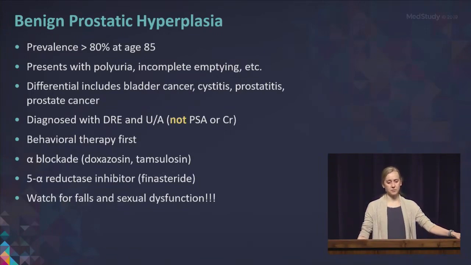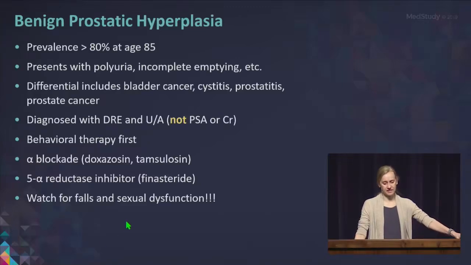If that doesn't work, then we move to alpha blockade and 5-alpha reductase inhibitors, so doxazosin, tamsulosin, and finasteride, and you can use these together or separately, but you still have to watch out, right? Because if you give an alpha blockade to a man over 85, then you're at risk of falls. And once you give a 5-alpha reductase inhibitor, which decreases the amount of androgen for the man, you can cause sexual dysfunction.